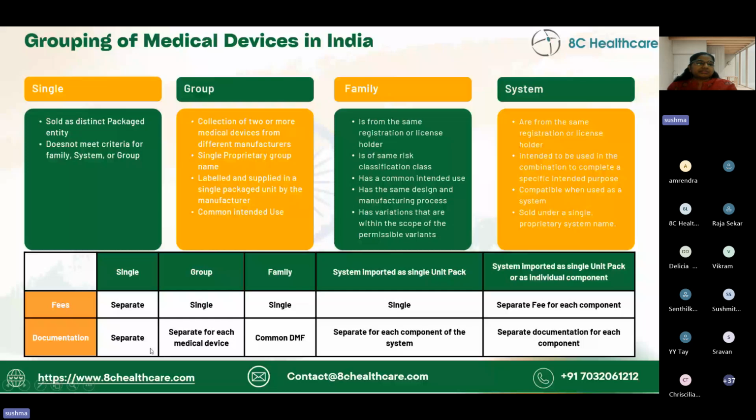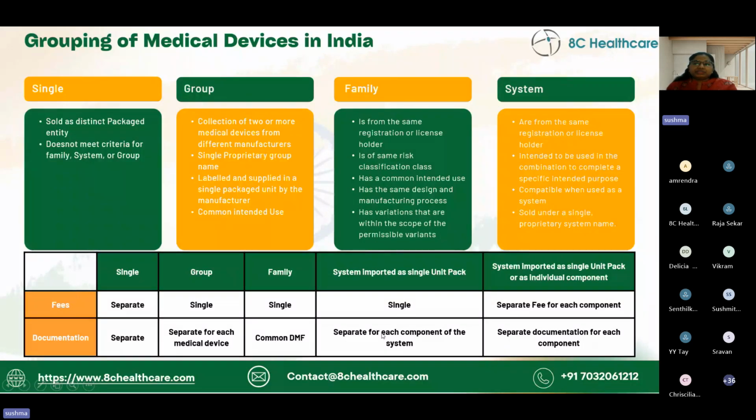For a group, a single fee will be paid for the whole group, or the two or more devices that are put together in the group. However, you will need to prepare the documentation separately for each of the medical devices. In the category for family, again a single fee will be paid, and a common documentation or the device master file can be prepared for the devices altogether.